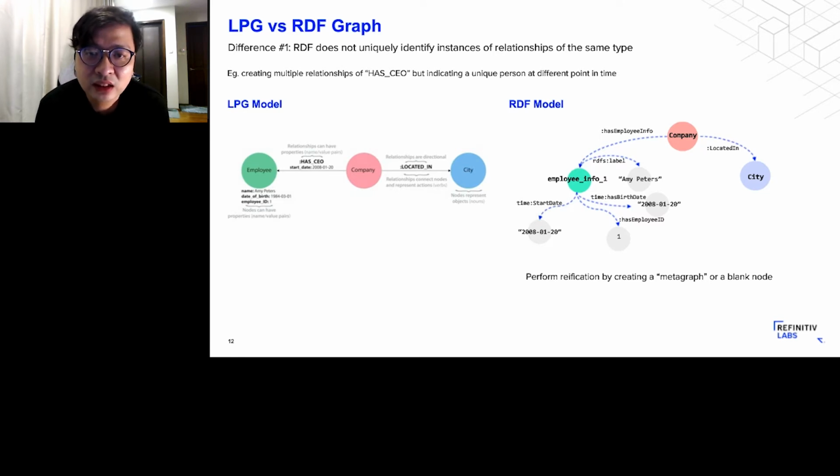In this slide, RDF is not able to uniquely distinguish instances of relationships of the same type, and it does not have the additional attributes that can be added to support this.